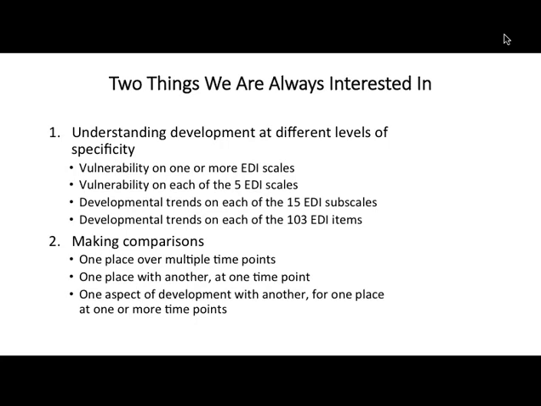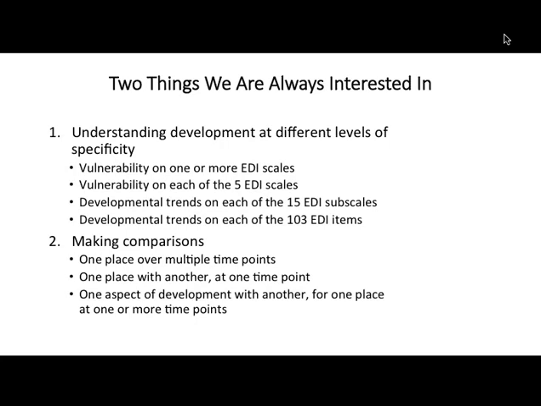Sometimes we want to compare one place with another at one time point. So the most obvious thing there probably would be looking within a school district to see which neighborhoods have higher vulnerability rates than others. So you may be able to look at where you want to put your efforts in terms of trying to bring down the overall rate.